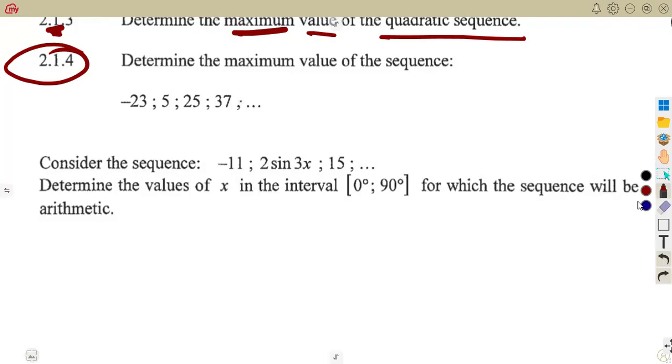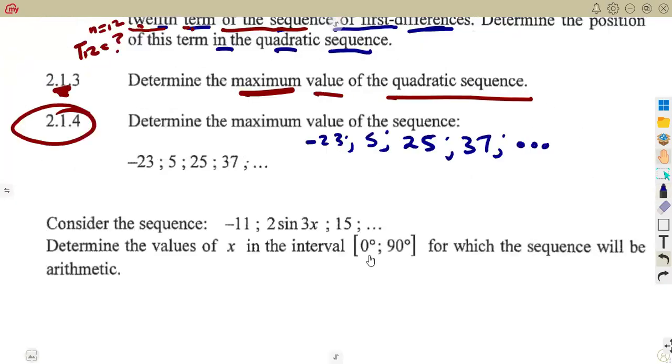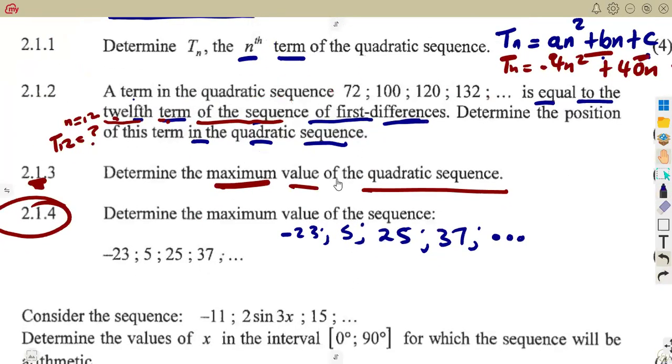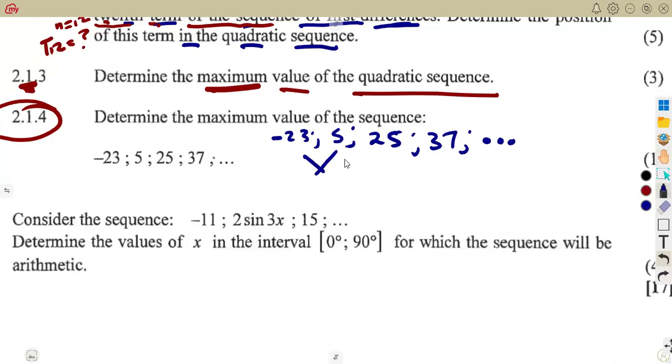Okay, let's take this part: minus 23, 5, 25, 37. Let's figure out what is happening here. The differences, as usual: 5 minus minus 23 gives us 28. 25 minus 5 is 20. 37 minus 25 is 12.